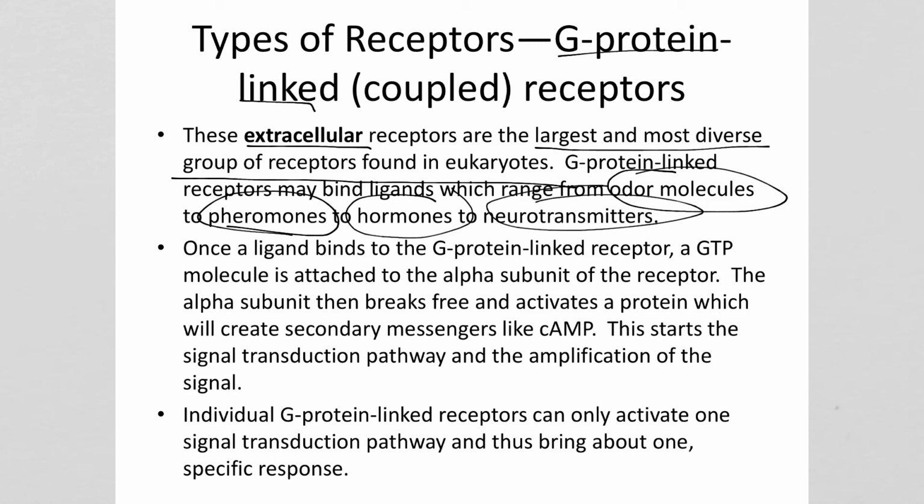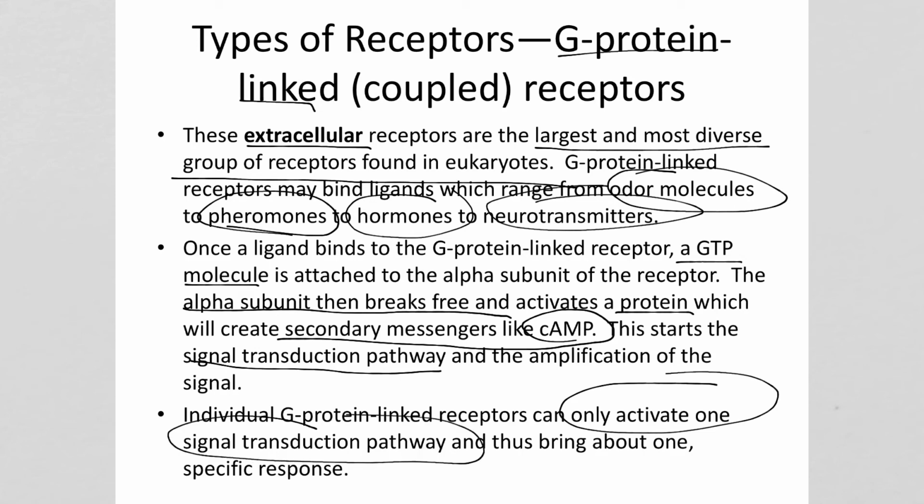Once a ligand binds to one of these G-protein receptors, a GTP molecule, which is much like an ATP, is attached to a part of that receptor called the alpha subunit. That subunit, the alpha subunit, then breaks free and goes on to activate another protein. That activated protein then usually starts to create the secondary messengers like cAMP. This starts the signal transduction pathway and the process of amplifying the signal throughout the cell. One of the maybe disadvantages of G-protein linked receptors is that each one of them can only activate one specific signal transduction pathway at a time.